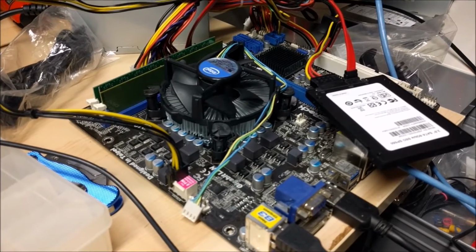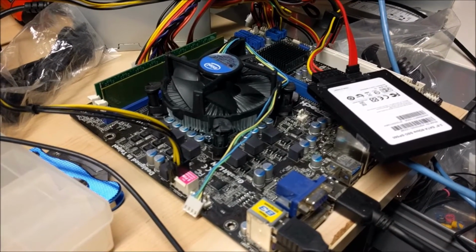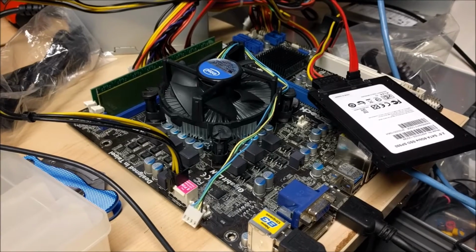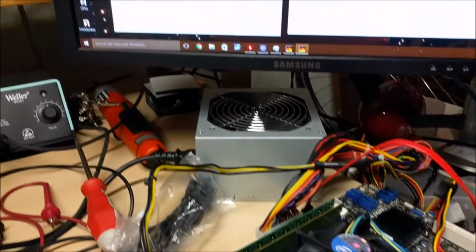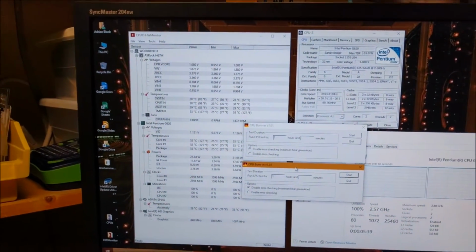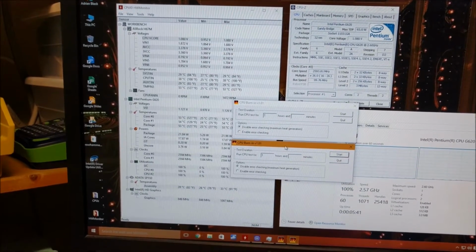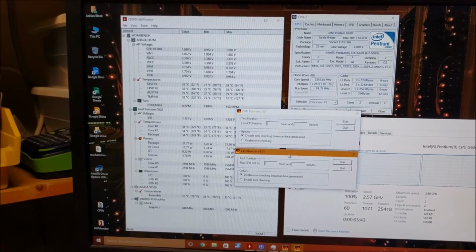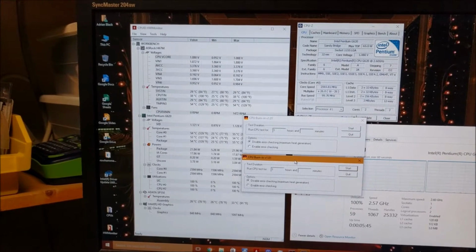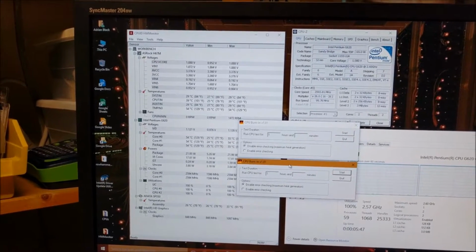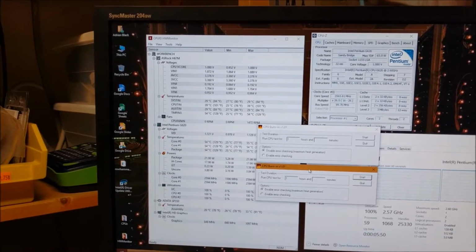Maybe to test throttling. I'm not sure what temperature it throttles at, but the core temperature currently is at 53 degrees. It's been running for a while now, but that's surprisingly not that hot. It's climbing though. It hasn't stabilized. But I'm just trying to see what this does.